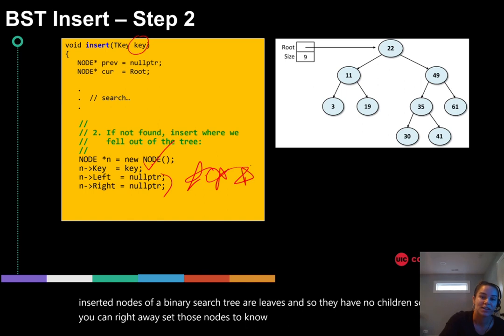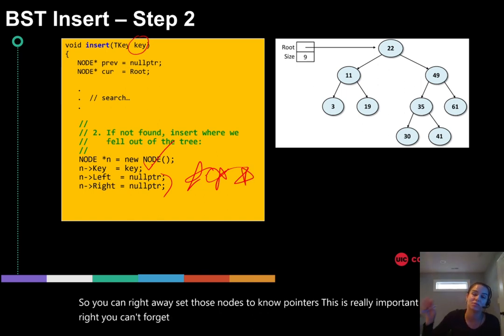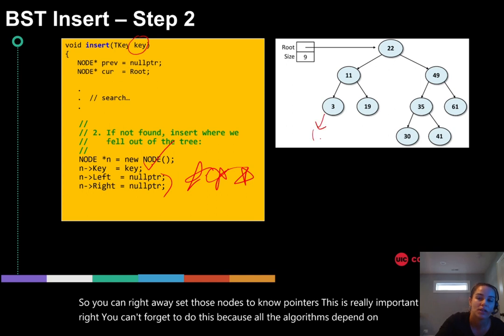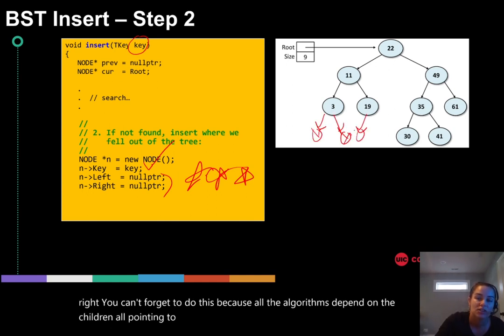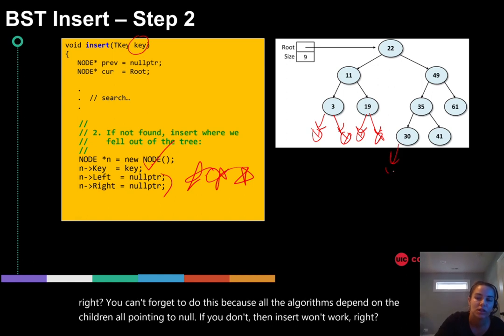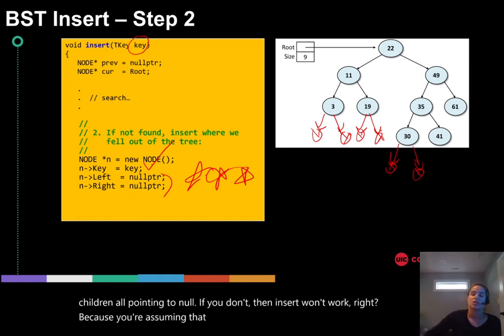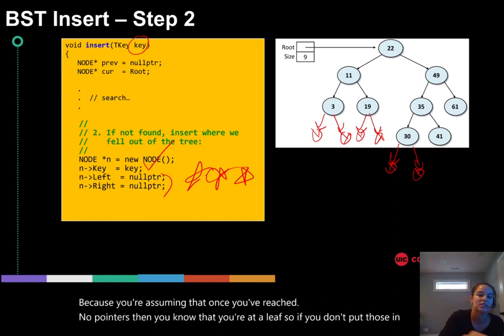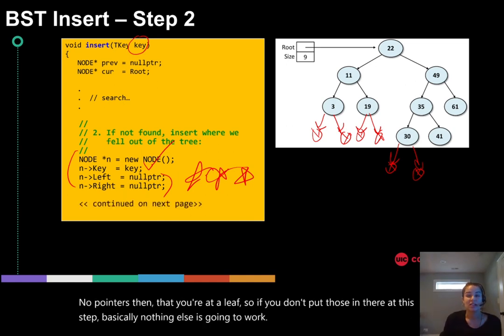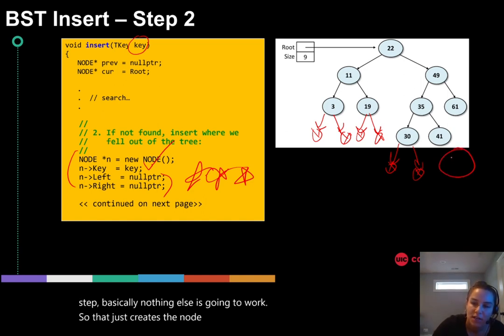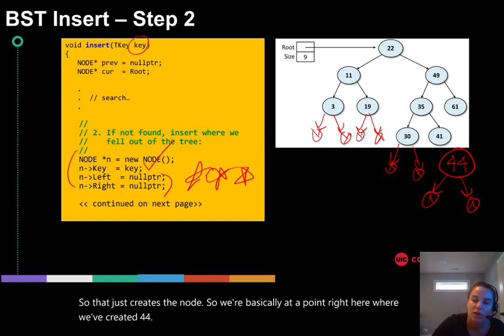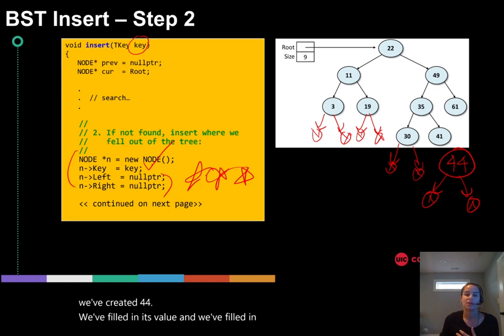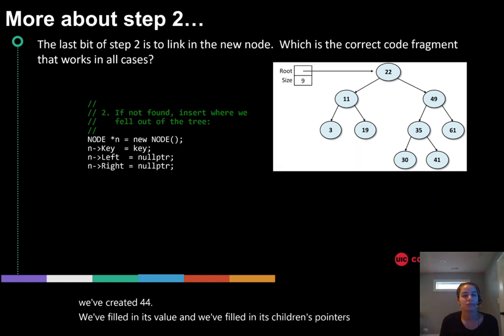This is really important, right? You can't forget to do this because all the algorithms depend on the children all pointing to null. If you don't, then insert won't work, right? Because you're assuming that once you've reached null pointers, then you know that you're at a leaf. So if you don't put those in there at this step, basically nothing else is going to work. So that just creates the node. So we're basically at a point right here where we've created 44, we've filled in its value, and we've filled in its children's pointers. But we need to connect it.